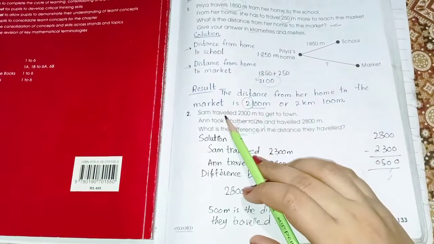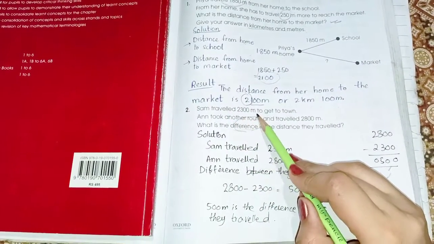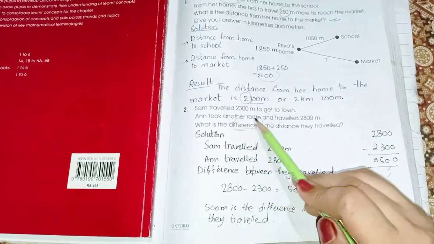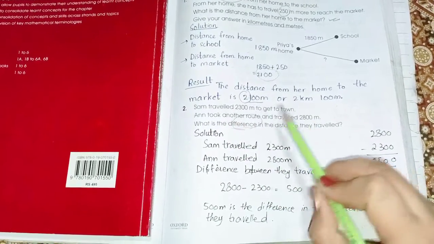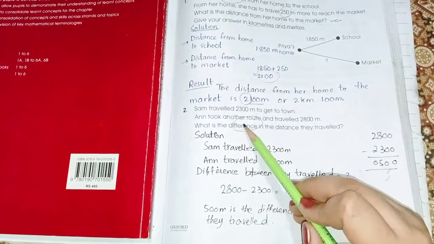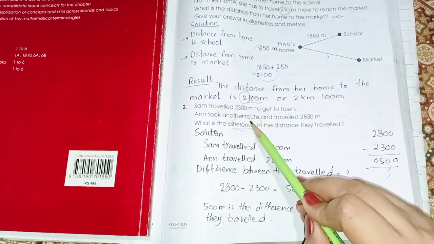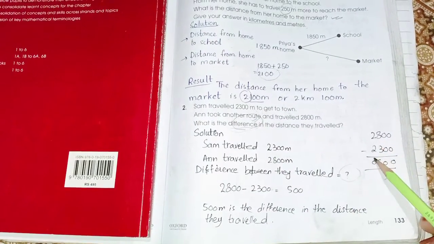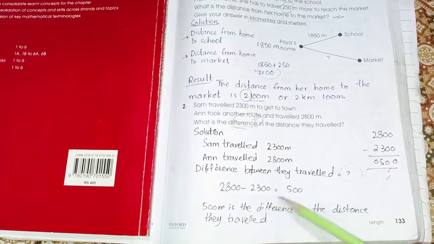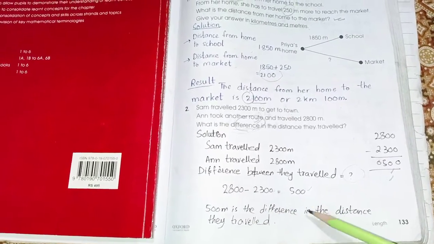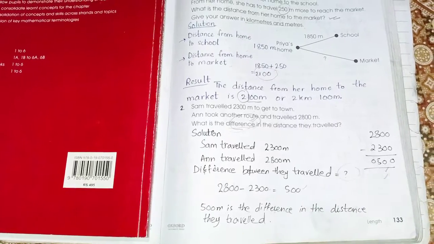What about problem number 2? Sam traveled 2300 meter to get to town and took another route and traveled 2800 meter. What is the difference in the distance they traveled? So to find out the difference, we subtract the numbers. We subtract 2800 with 2300, we get the answer 500. It means that 500 meter is the difference in the distance they traveled.